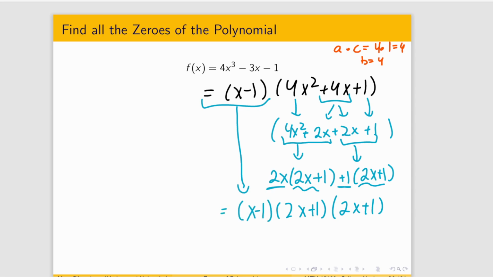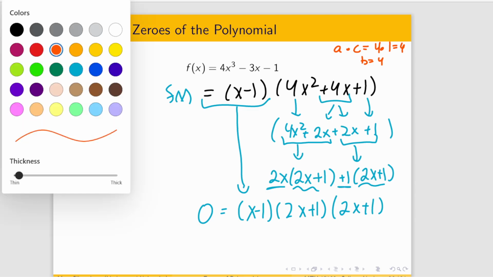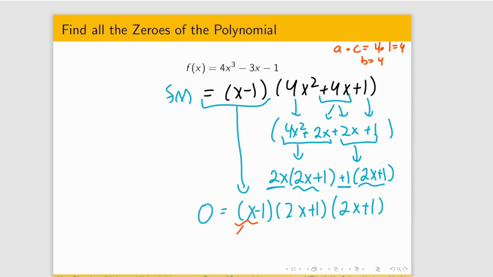And since I'm finding zeros, I want to set f of x equal to 0. And now I can solve. So for the first parenthesis, I'm just going to reconfirm what I already found out by the remainder theorem, that x minus 1 is 0. Means x equals 1 is one of my zeros.